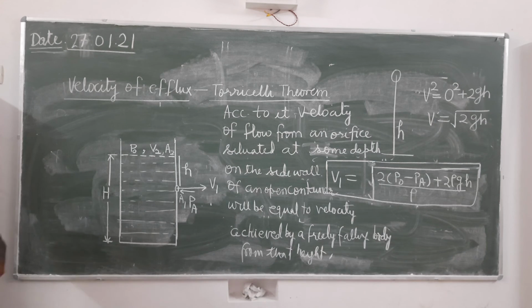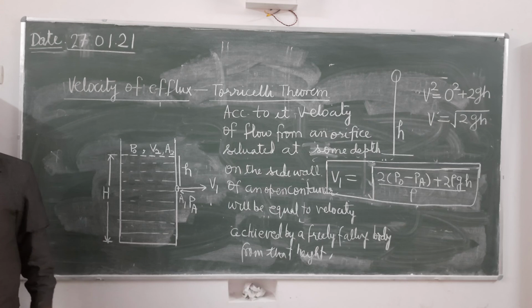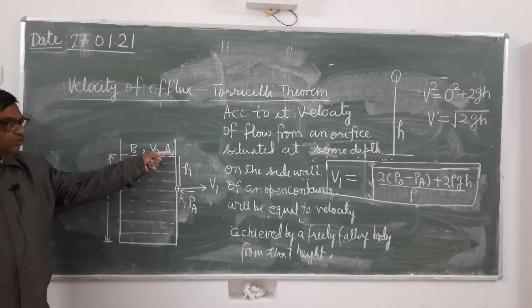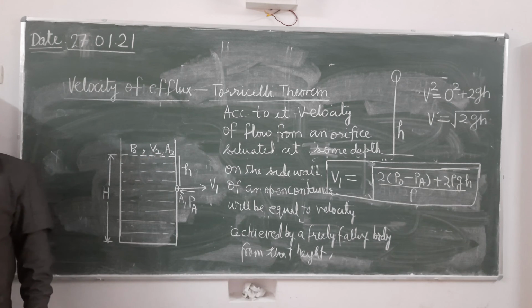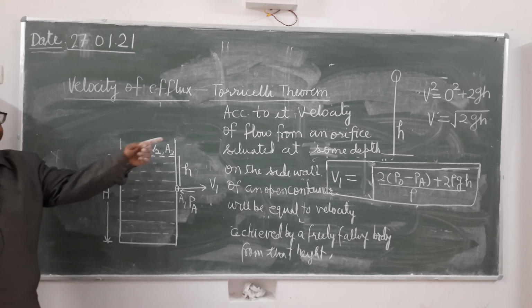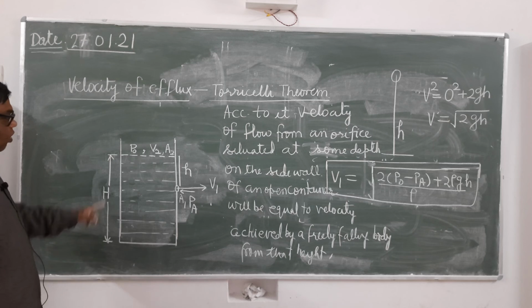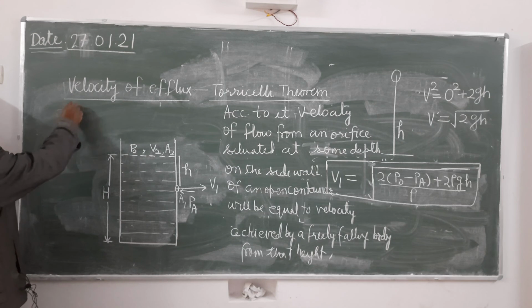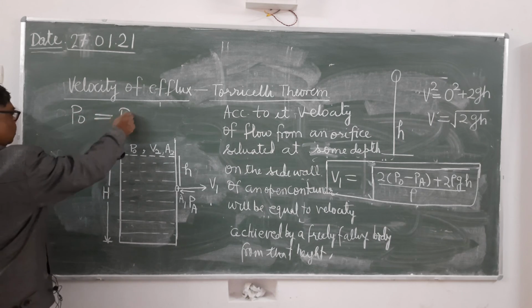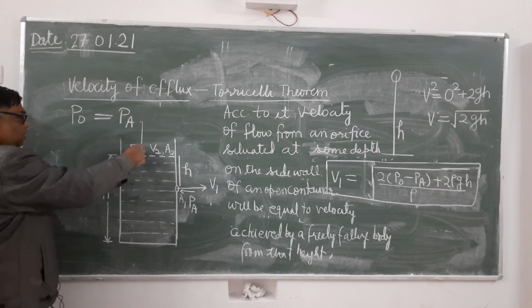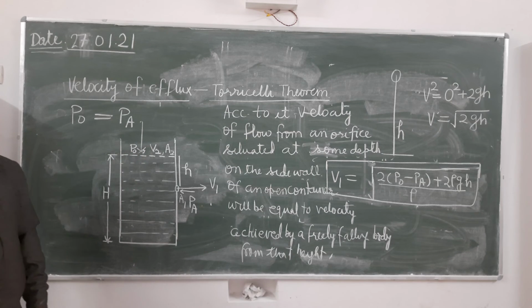Now here the orifice is situated at what depth? h. So what will be the velocity achieved by a freely falling body when it falls from height h? It will be equal to root 2gh. This formula should give the same result. Now when the container is open, you can write P naught equals PA. It is clear or not? Why? Because here also atmospheric pressure is acting.